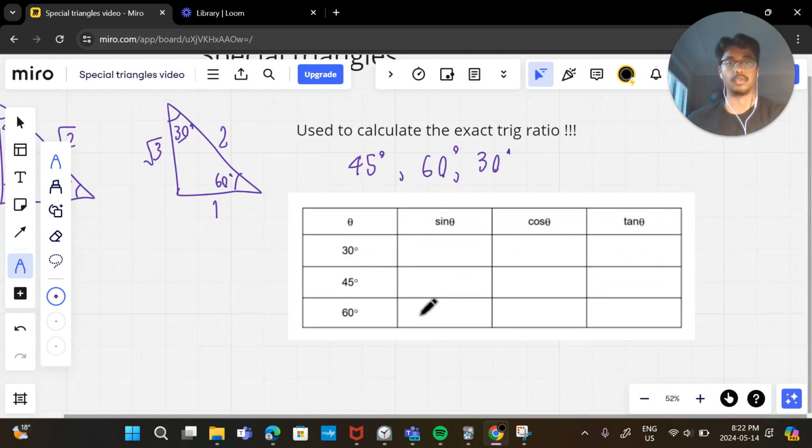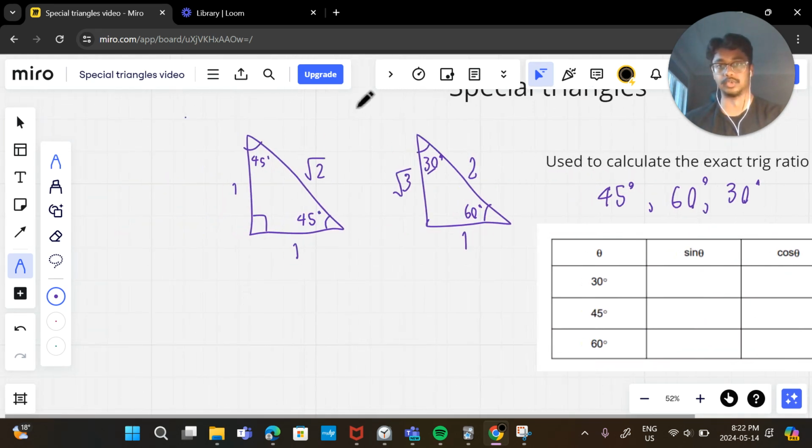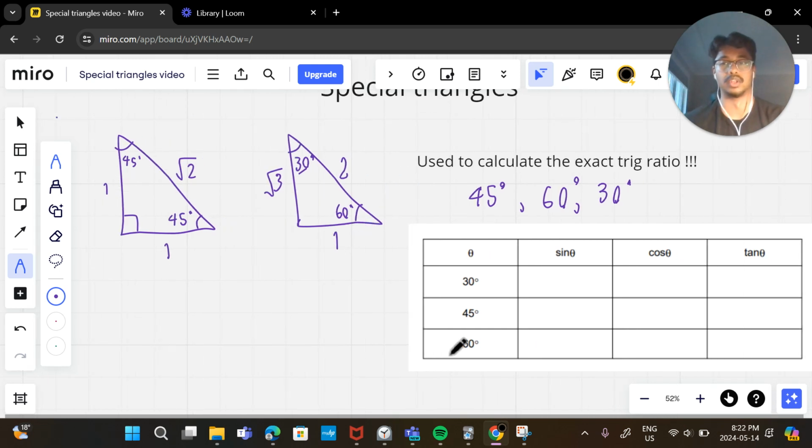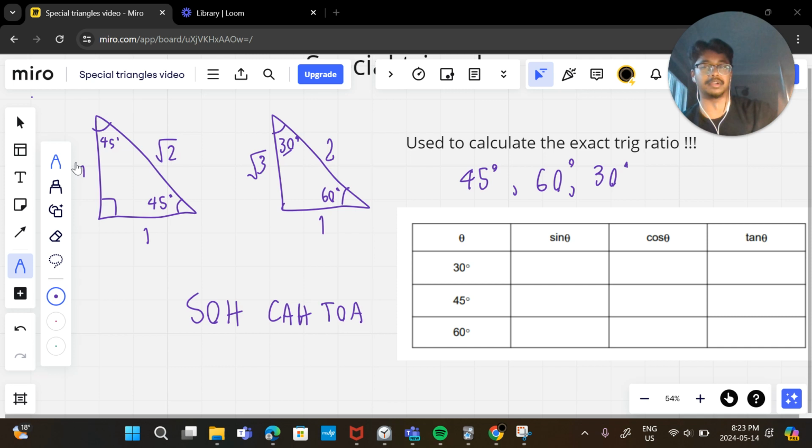So I have a chart over here. I'm going to go through these special triangles and write down all of the ratios. Perhaps I'll cut the video here and skip forward to when I've done all of them. Actually, just to clarify, the method in which I'm filling up this chart is just using SOHCAHTOA. So I'll go to the first one while recording.